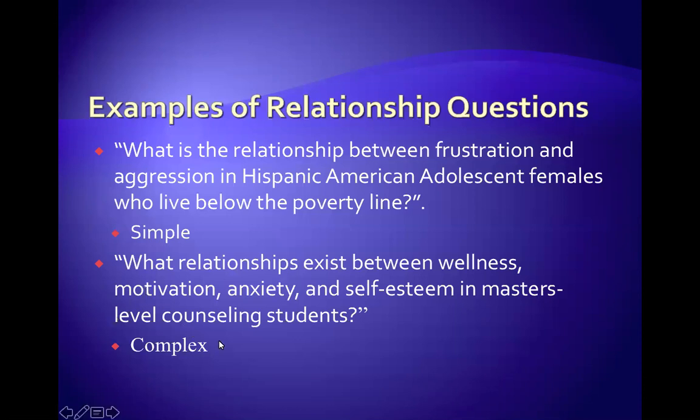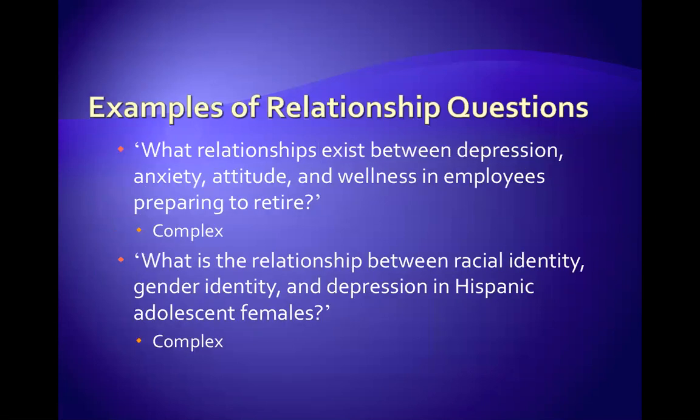A more complex question would have more variables included, such as what relationships exist between wellness, motivation, anxiety, and self-esteem in master's level counseling students. It's very complex in nature, and it's going to involve more complex types of statistics, such as maybe a regression analysis, multiple regression analysis, things like that. So there's simplistic and there's complex. Here are some other ones as examples, and you can pause it and read through those if you wish.